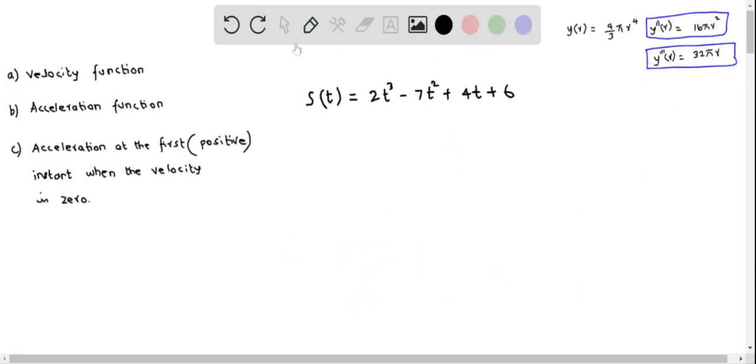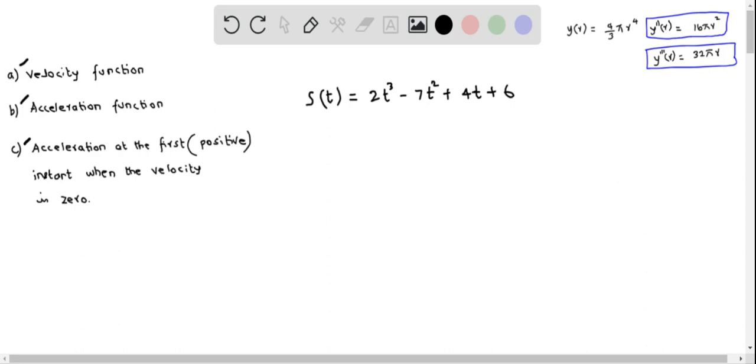Let's answer this question. So in this question, we are given the equation of motion of a particle, which is given as s(t) = 2t³ − 7t² + 4t + 6. And we have to answer these three questions. That is, we have to determine the velocity function, acceleration function, as well as the acceleration at the first instant when the velocity is 0.